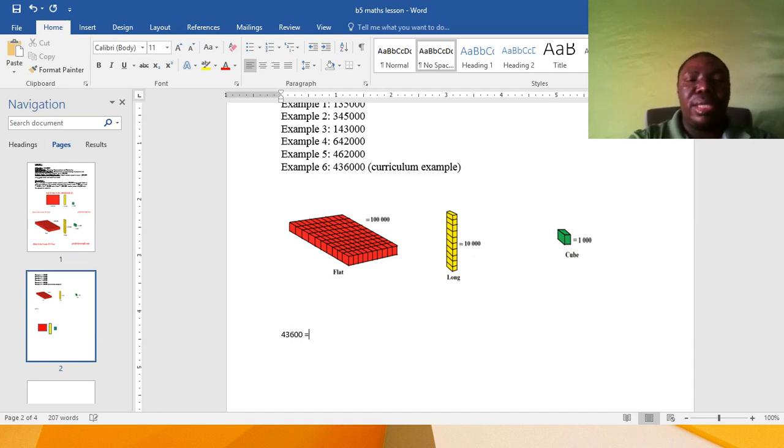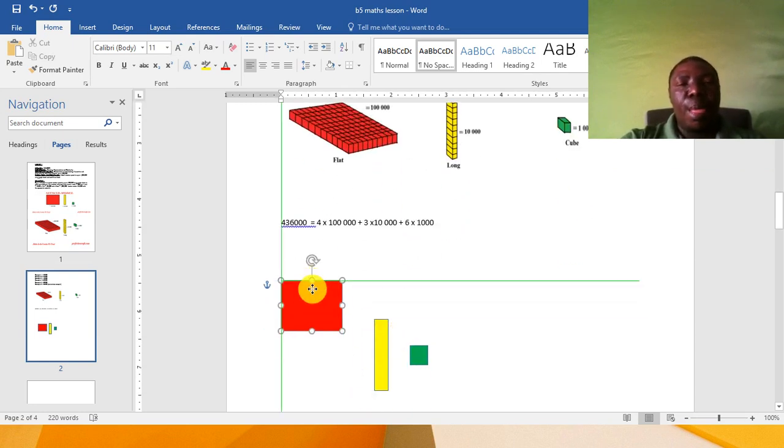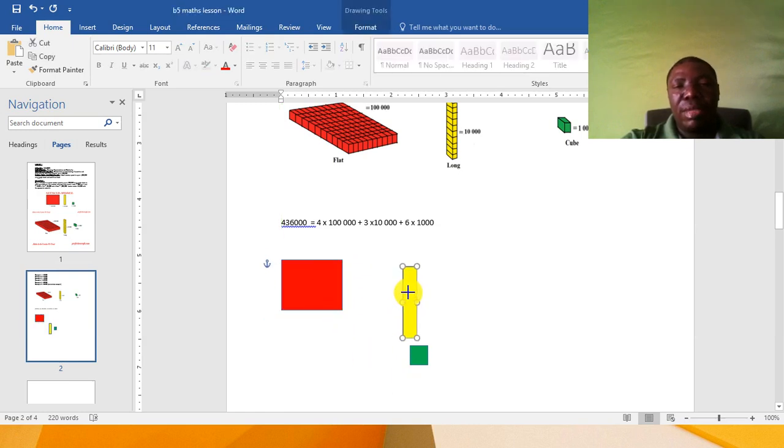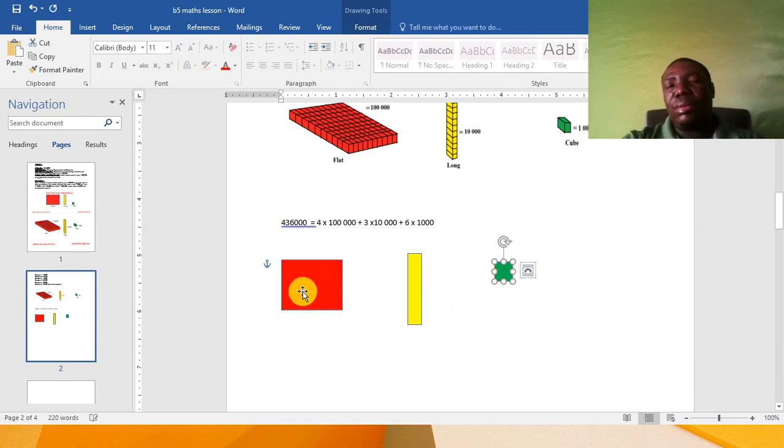436,000. Let's expand 436,000. We have 4 times 100,000 plus 3 times 10,000 plus 6 times 1,000. So you see that there are 4 of the flat, 3 of the long, and 6 of the cube. If you are modeling this figure, you get 4 of this one, 3 of this one, and 6 of this one. That's all. Let me show you how it will look. So 1, 2.